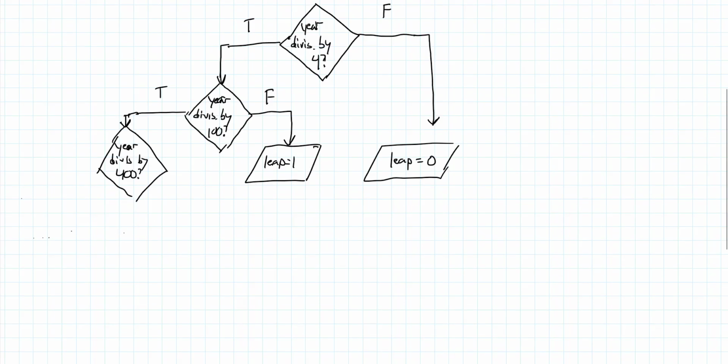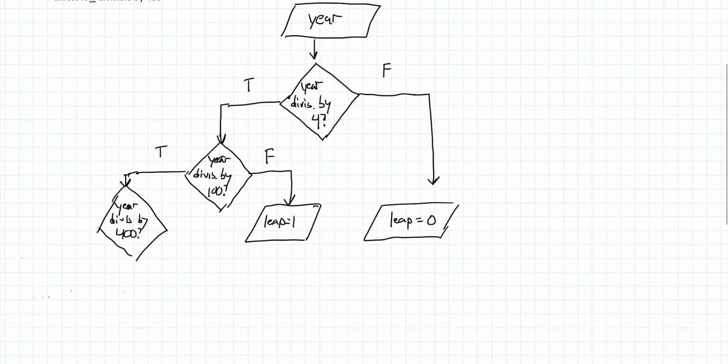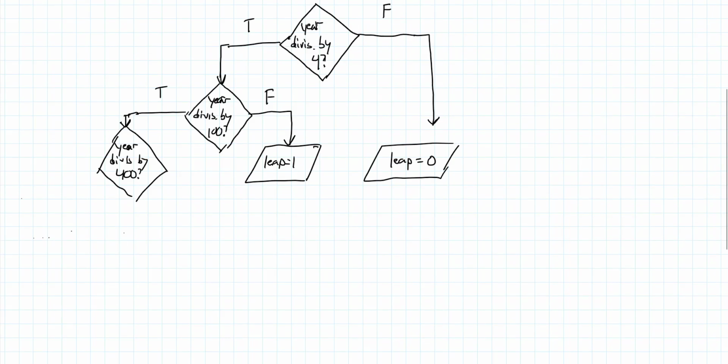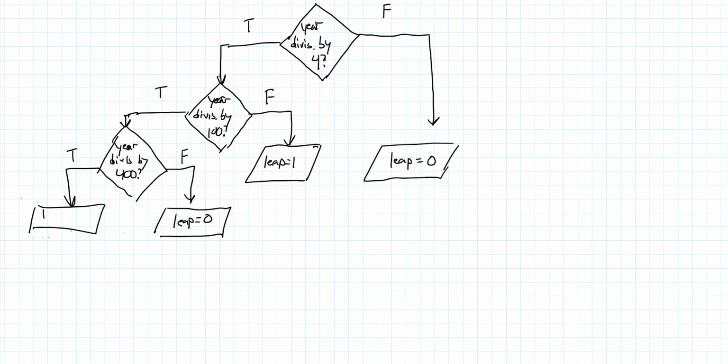So as we go down here, we have determined in this first block that it is divisible by 4, and it is divisible by 100. So now we want to test, is it divisible by 400? If that's false, it's divisible by 100 but not 400, then leap is 0. It is not a leap year. But if it turns out it's divisible by both 100 and 400, and this is true, then leap is 1.